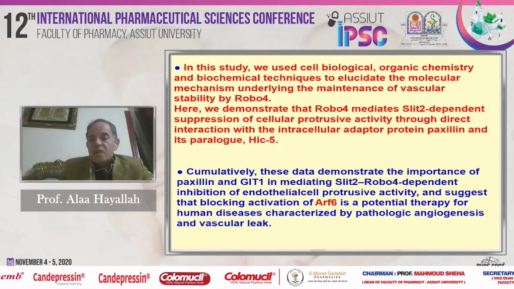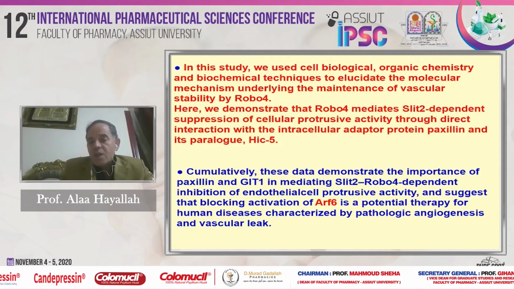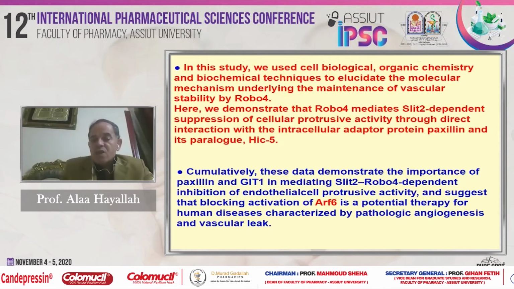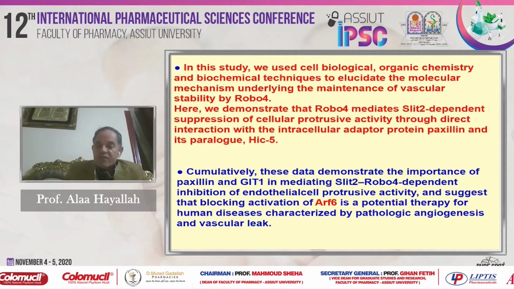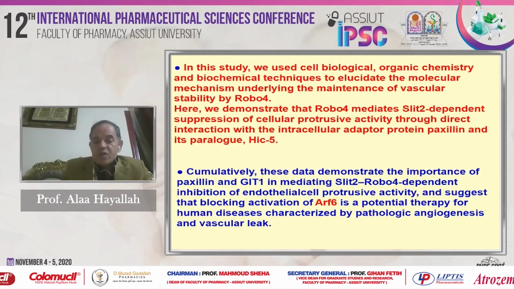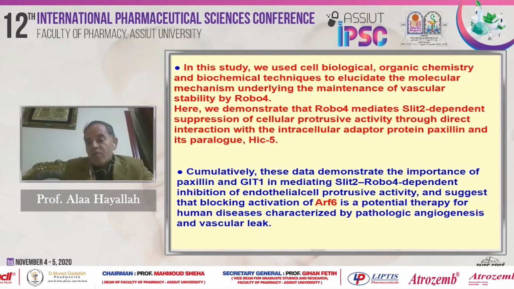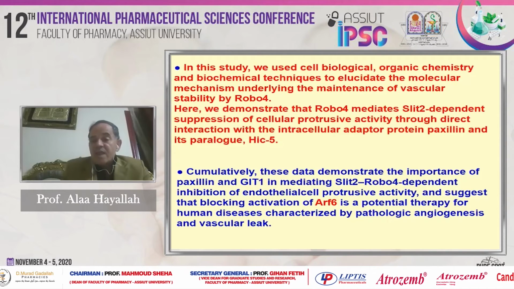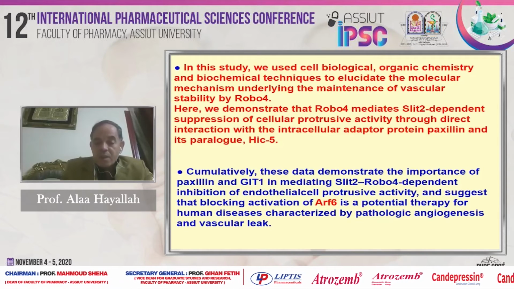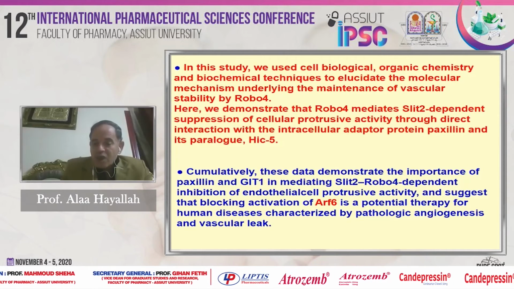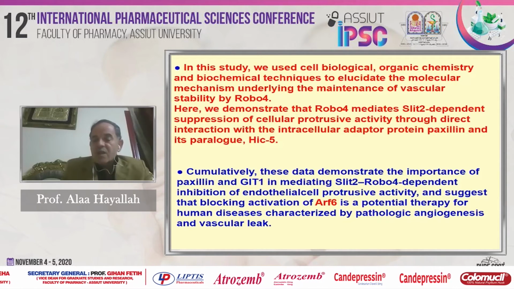Here, we demonstrate that ROBO4 mediates Slit2-dependent suppression of cellular protrusive activity through direct interaction with the intracellular adaptor protein Paxillin and its paralog GIT1. Cumulatively, these data demonstrate the importance of Paxillin and GIT1 in mediating Slit2-ROBO4-dependent inhibition of endothelial cell protrusive activity, and suggest that blocking activation of ARF6 protein is a potential therapy for human disease characterized by pathologic angiogenesis and vascular leak.